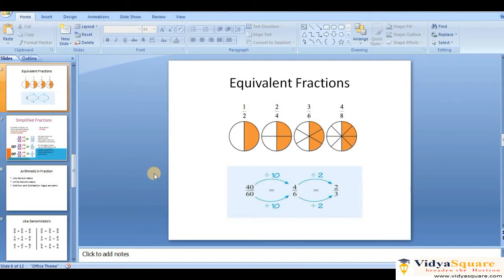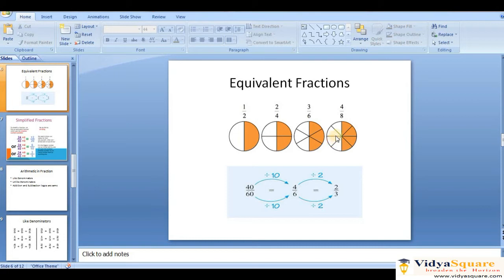So the next one is equivalent fractions. Here you can see the denominators are not the same, also the numerators: 1 over 2, 2 over 4, 3 over 6 and 4 over 8. But still you can see the values of these fractions. They all are exactly half, right? 1 over 2, 2 over 4, 3 over 6 and 4 over 8.